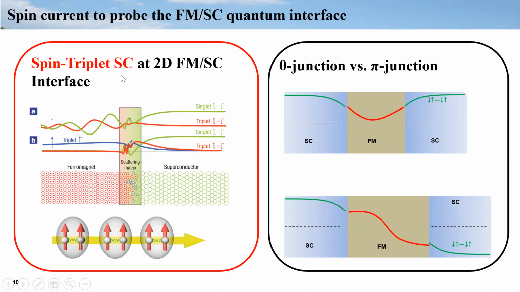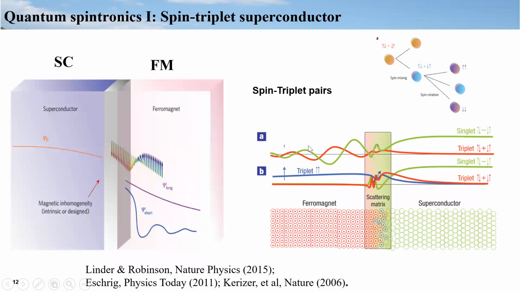So in this talk, I'm going to describe two results. One is related to spin-triplet superconductivity at the interface. The other one is related to zero and pi junctions. Let's first think about the first one, the spin-triplet superconductor at the interface.